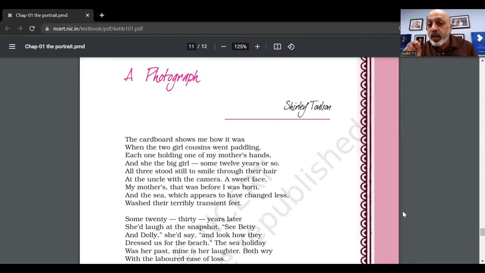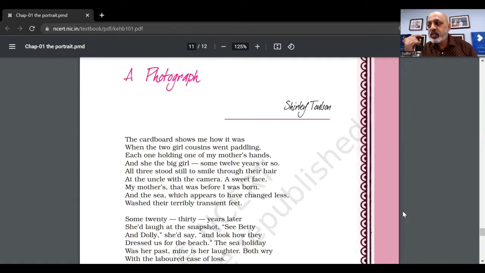So the poet is looking at an old photograph which is pasted on a cardboard that shows the mother when she was 12-year old, and it shows her holding the hands of her two younger girl cousins when they had gone paddling. Simple. All three stood still to smile through their hair at the uncle with the camera. So who has shot the photograph? The uncle. Okay, the uncle has shot the photograph.